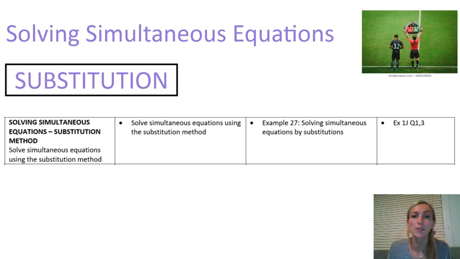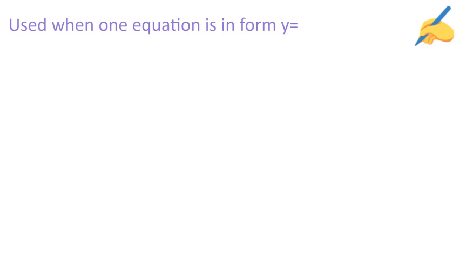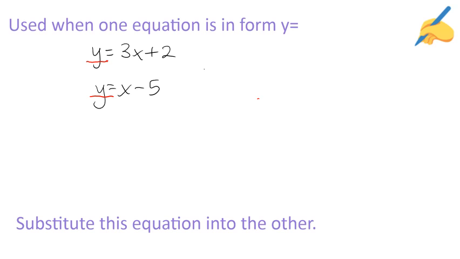I like to think of substituting players in a sports match like this picture that I've put up on the slide. We use the substitution method when at least one equation is in the form y equals. For example, y equals 3x plus 2 or y equals x minus 5. So when there's just the y by itself equals like this, then we sub that equation, the y equals one, into the other equation.